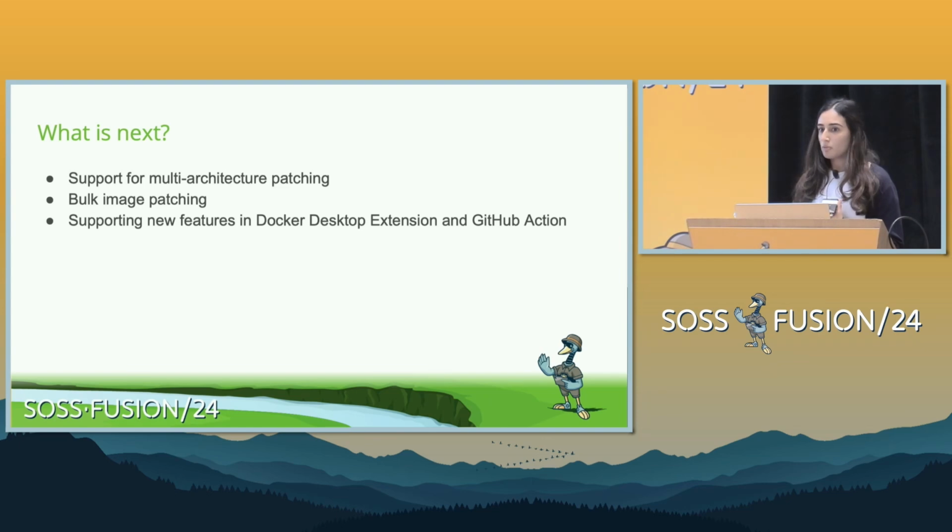So next steps for Copa that we want to support is multi-architecture patching. We want to improve the user experience because right now for Copa you have to individually patch each architecture image, and it would be a better user experience if we could do that all at once. And similar to that, we want to support bulk image patching. And finally, we also want to support some of the newer features that we release in Copa in the Docker extension and the GitHub action, like updating all outdated packages, we would want to support that in the extension and the action as well.